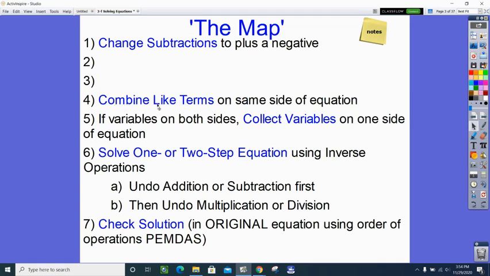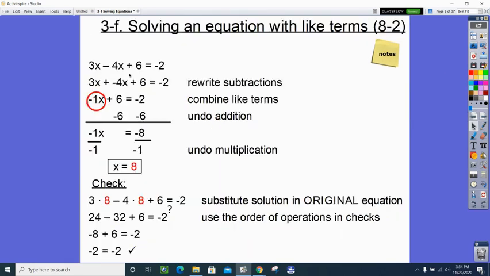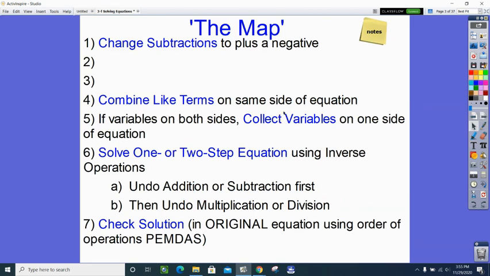The next thing you're going to do is look for like terms on the same side, like we just did with this equation. The 3x and the negative 4x, they're on the same side, so we're going to combine them using the same operation that's there. The next thing we're going to look for is, is there a variable on both sides? If there is, we're going to do what we did in the last video, and we're going to collect them on one side using opposite operations since they're on opposite sides.